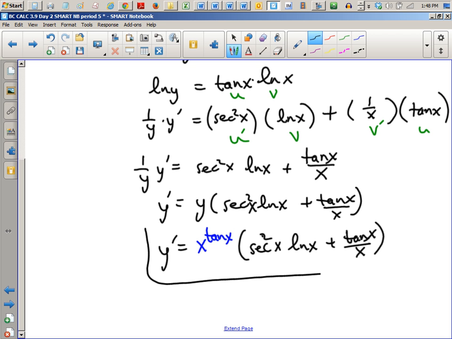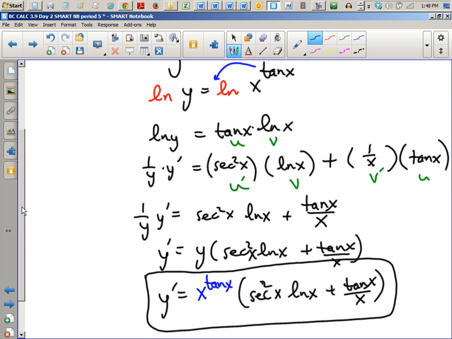So my strategy on this problem was I didn't like the exponential nature of the problem, so by putting in the red ln's, I was able to get rid of the exponential look and turn it into an all non-exponential problem.